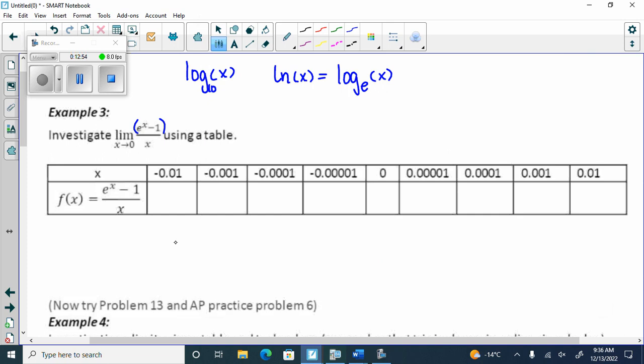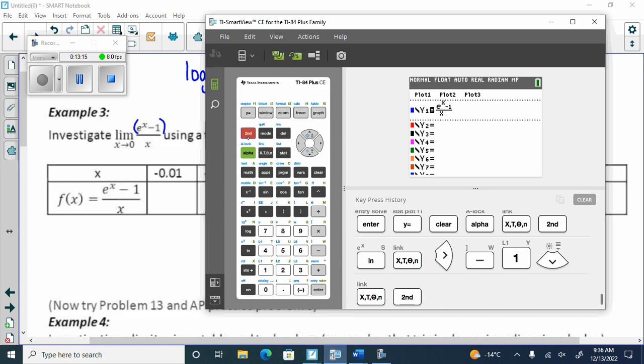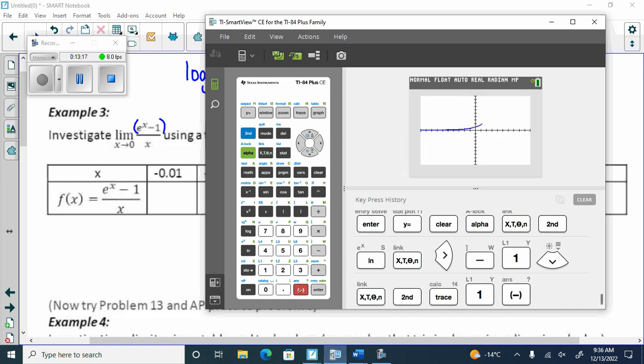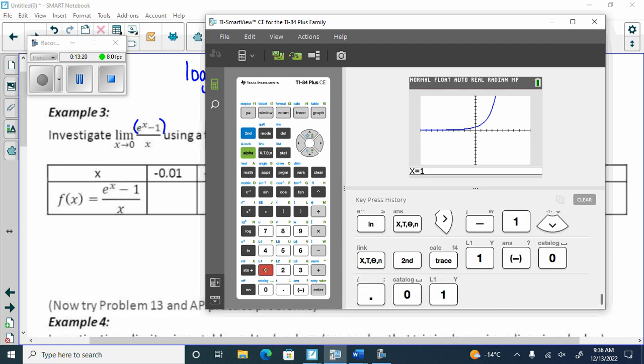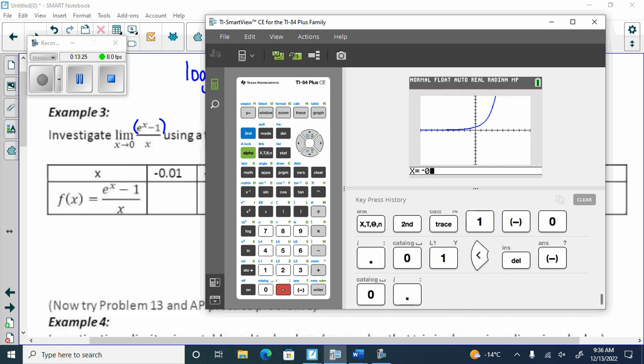So, let's go back to here. Why did I pick these values for my table? Why did I pick -0.0001, and 0.0001? Why did I pick those? Because the limit's approaching 0. I'm trying to get really close to 0, correct? So when I plug them in, I go second trace value, -0.01. Maybe I should type in the actual numbers. And I get 0.995.